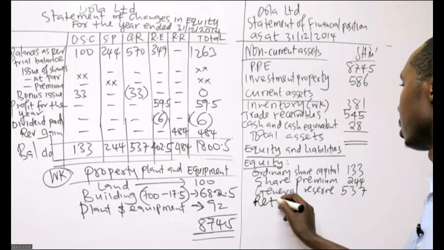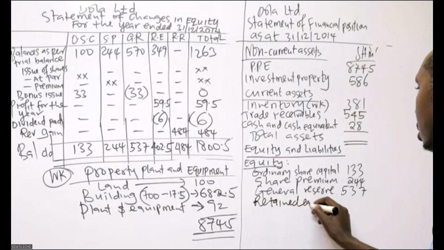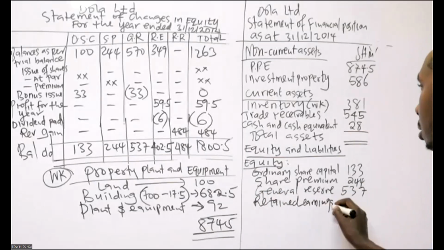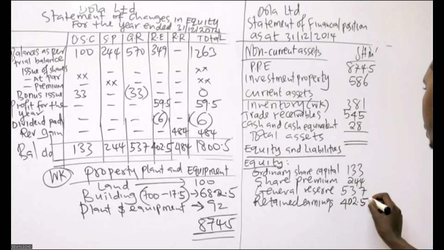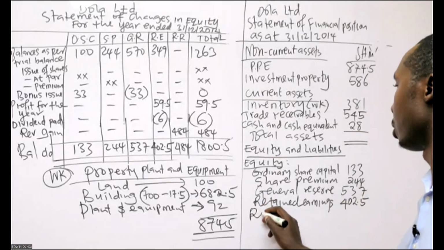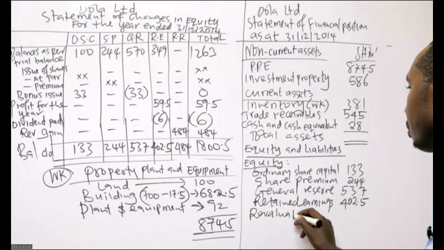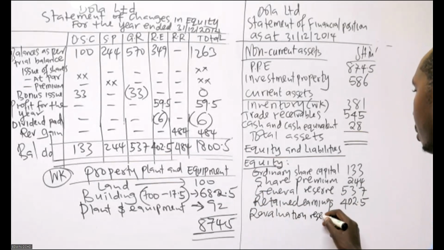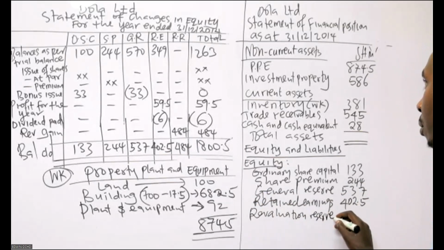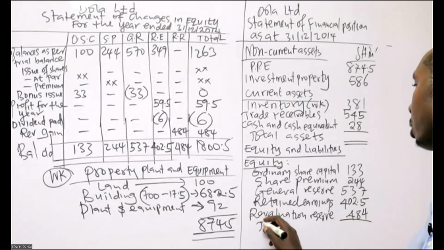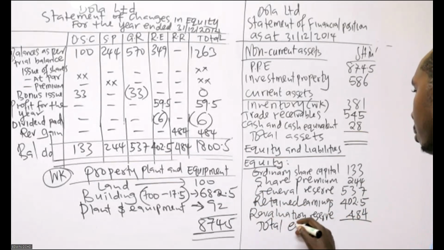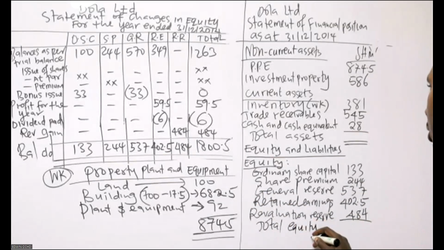Retained earnings, 402.5. Revaluation reserve, 484. Total equity, you are told is 18,000.5.